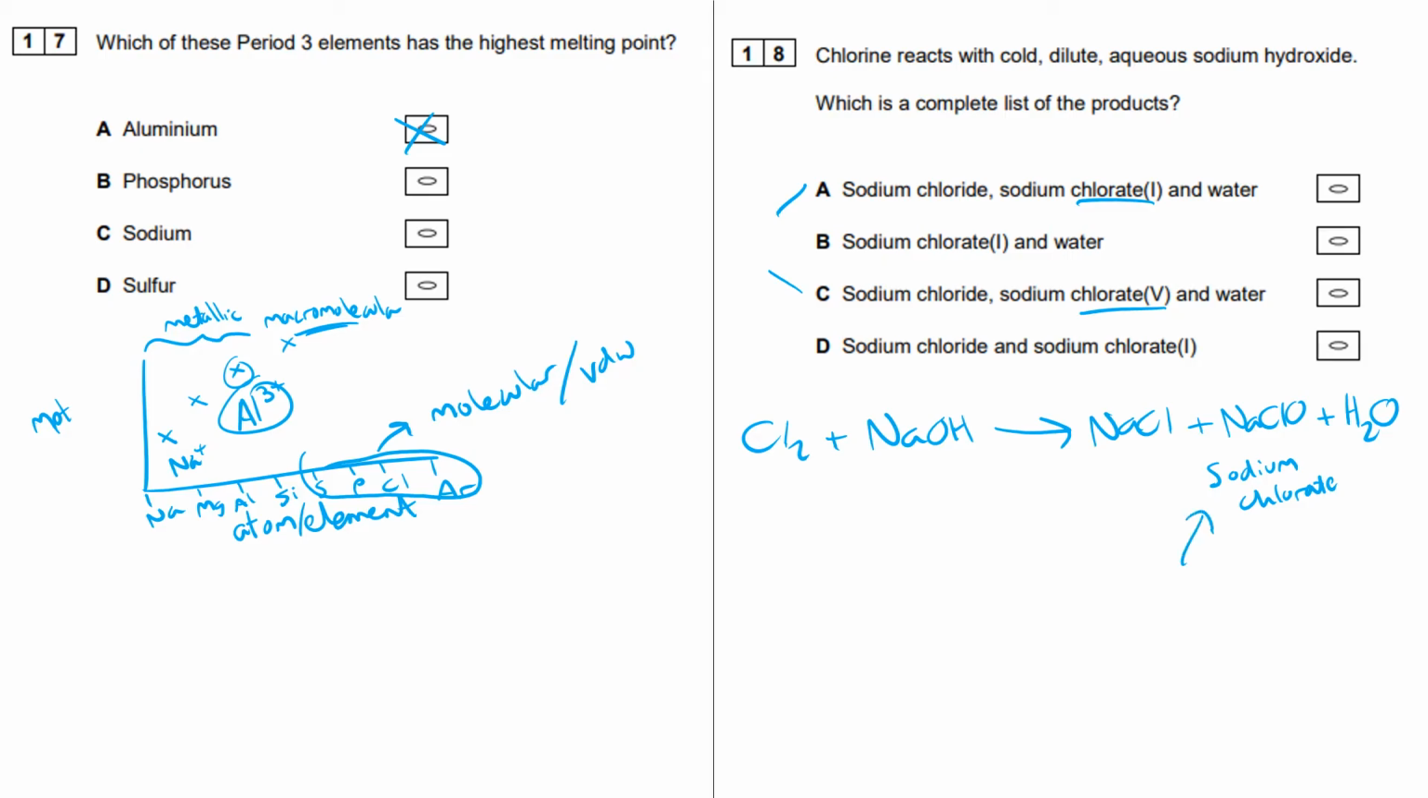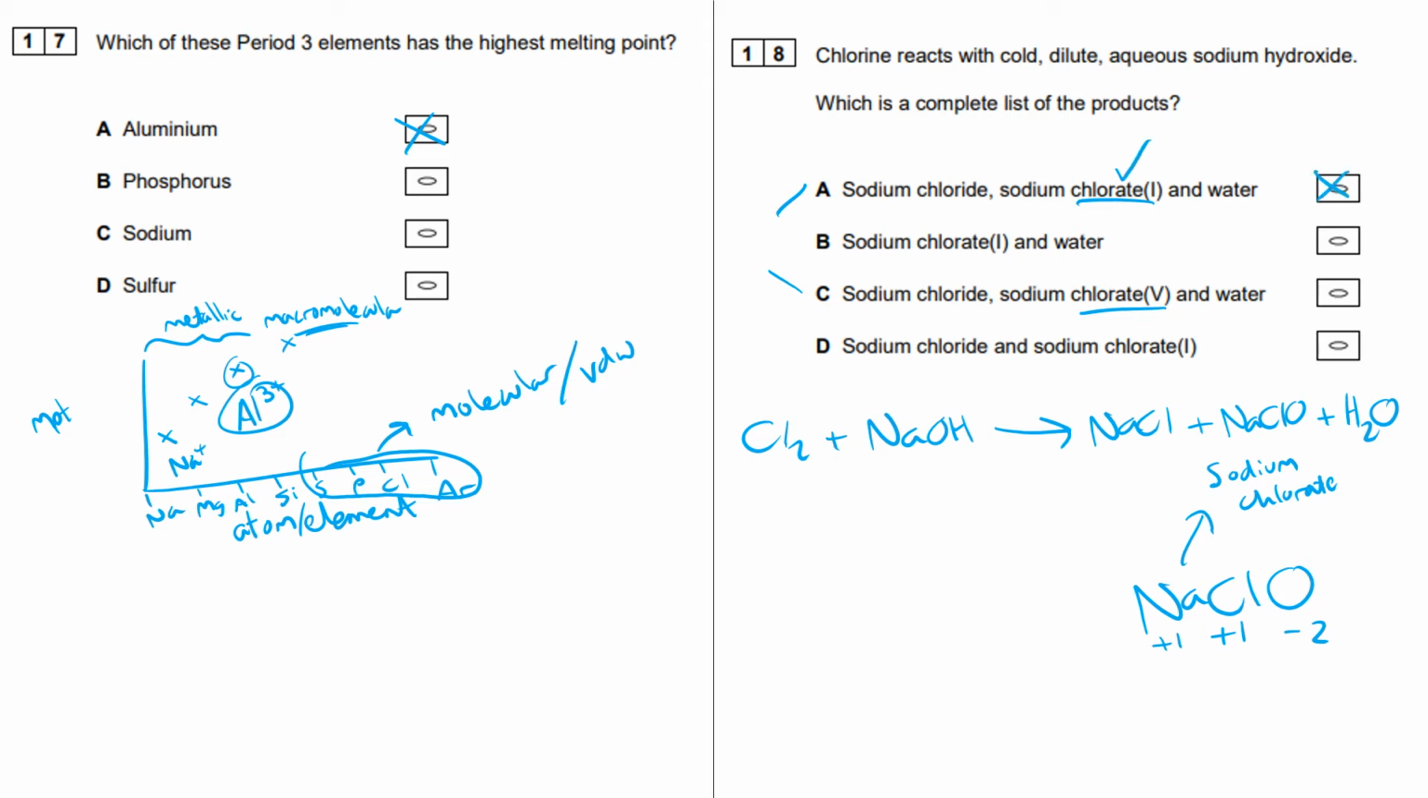What's the oxidation state of chlorine in sodium chlorate, NaClO? If Na is +1, oxygen is -2, that means the Cl must be +1. So answer A is correct.